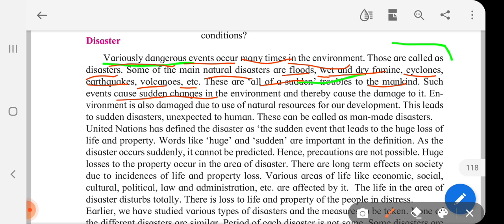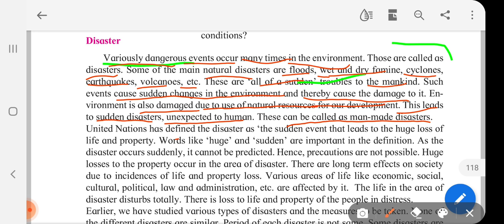Such events cause sudden changes in the environment and thereby cause damage to it. Environment is also damaged due to use of natural resources for development. This leads to sudden disasters unexpected to humans. This can be called man-made disasters. So there are natural disasters like earthquake, volcanoes, flood, and these are sudden changes taking place in the environment. And then there are certain disasters which are man-made, like riots. So these are man-made disasters.